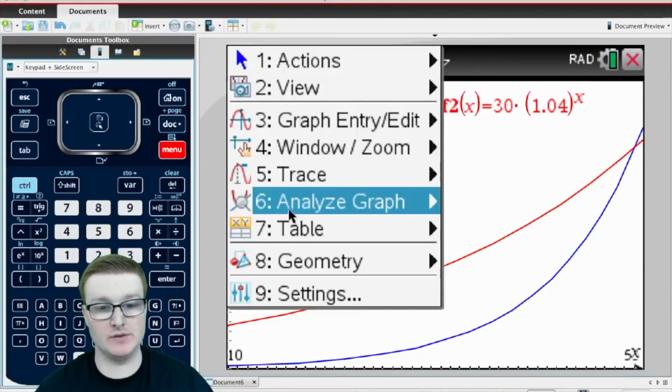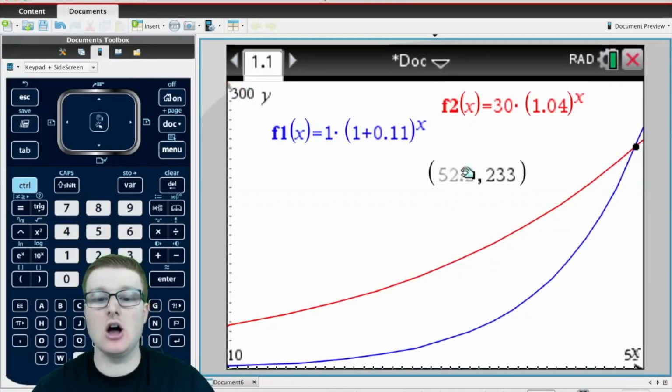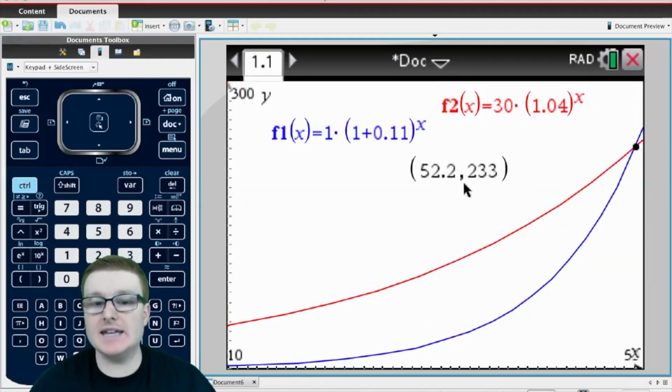This intersection point. So if you click on menu, analyze graph, intersection, click. This is on the 52nd day. On the 52nd day, the Ebola virus takes over. No, I'm sorry. Yeah, the Ebola virus takes over the SARS virus.